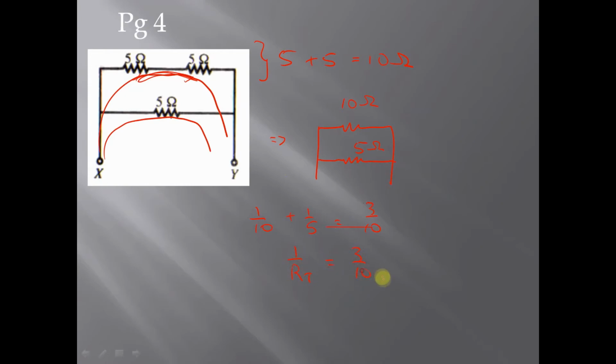3 over 10. Instead, you get the total resistance. Basically, it's just 10 over 3. Just flip it over. That's all you have to do. Alright, simple one. Next. This one looks very complicated, but don't worry, it's not that at all.